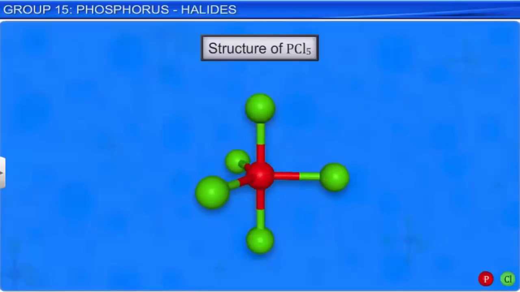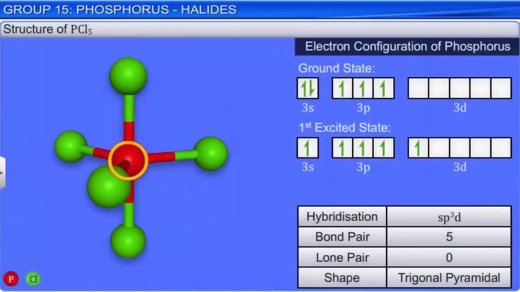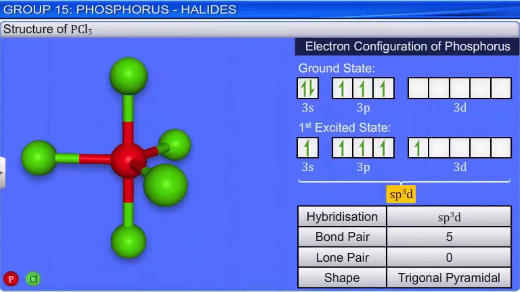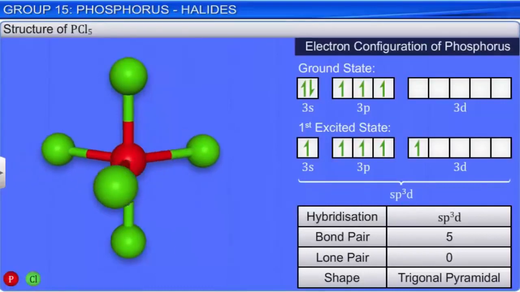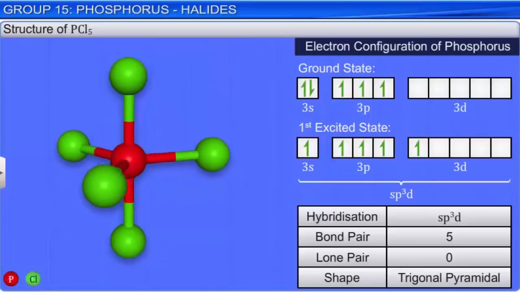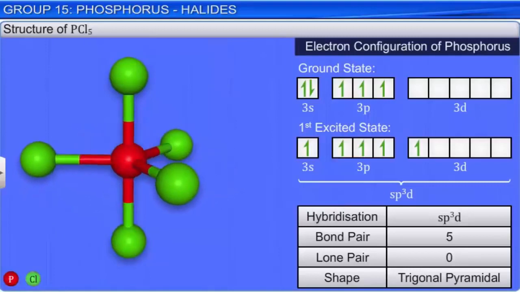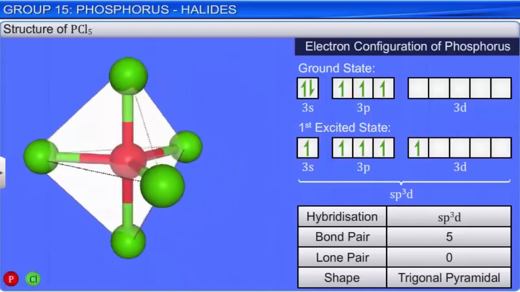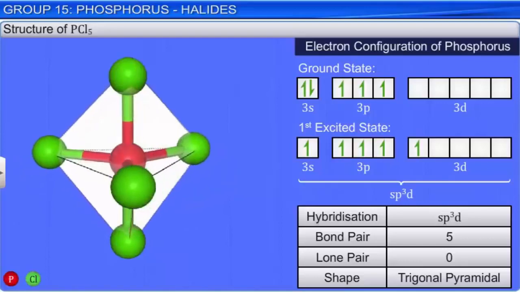Next, let us look more closely at the structure of phosphorus pentachloride. The central phosphorus atom in phosphorus pentachloride undergoes sp3d hybridization. From the VSEPR theory, you know that since all the 5 electron pairs in these hybrid orbitals are bond pairs, the geometry of the molecule is trigonal bipyramidal, as shown here.